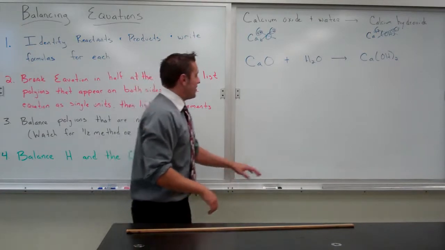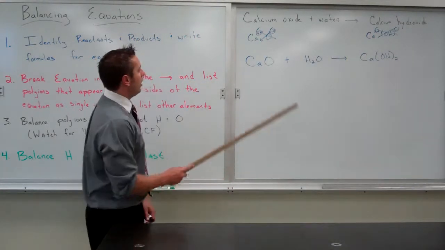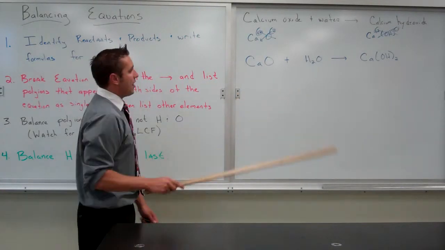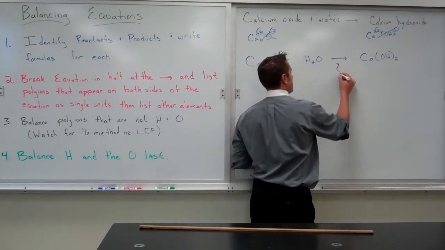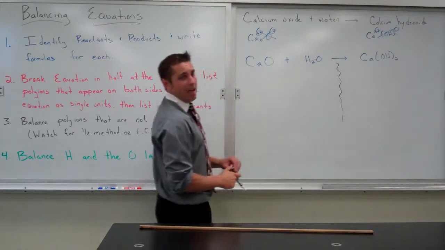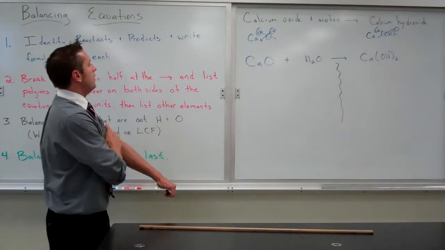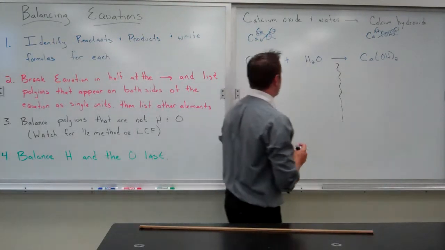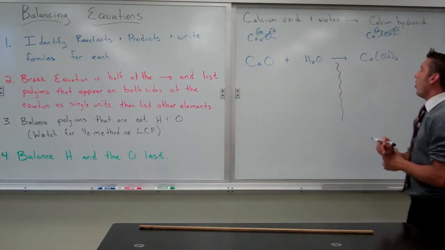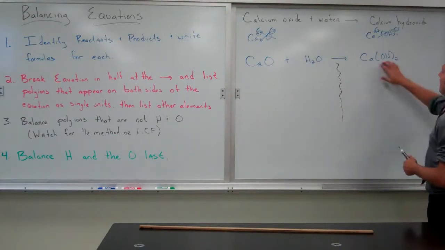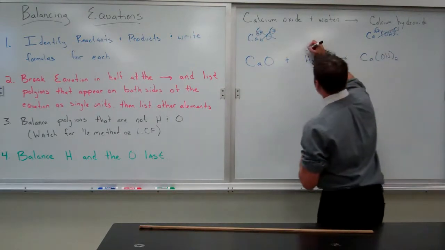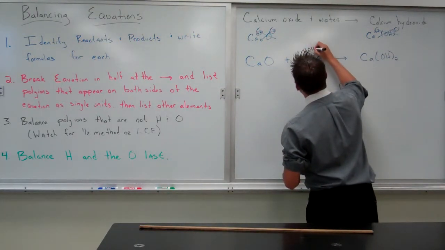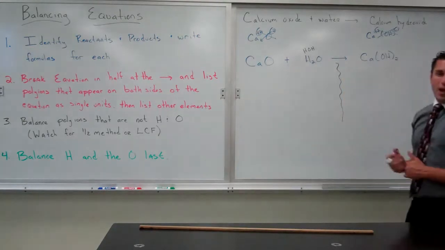So now you can see that we are to the point where we were in the beginning part of the chapter, where now you have formulas and you need to balance the equation. So we'll break this in half down the middle. First thing we do is list polyions that appear on both sides. I see OH on the right. I sometimes will treat water as HOH to get OH on the left.